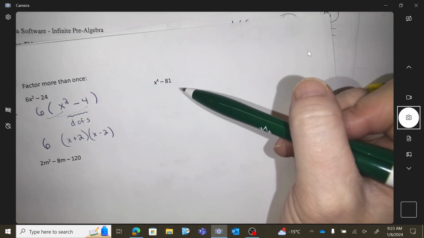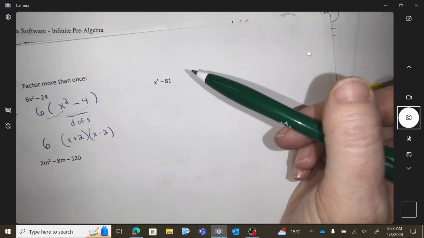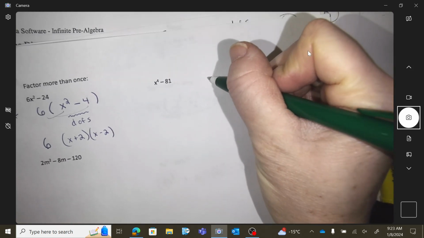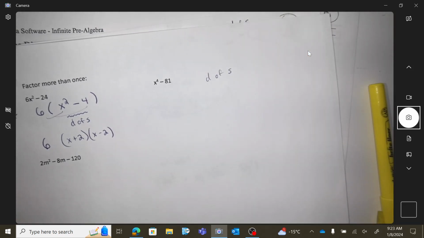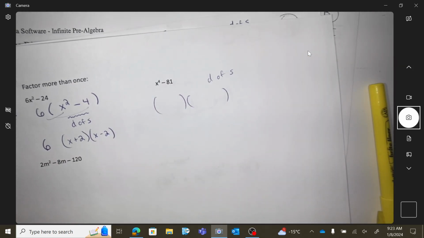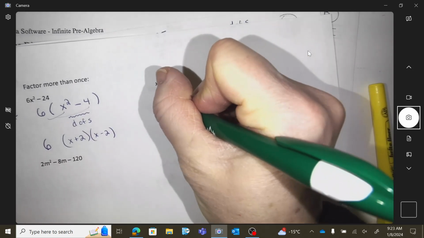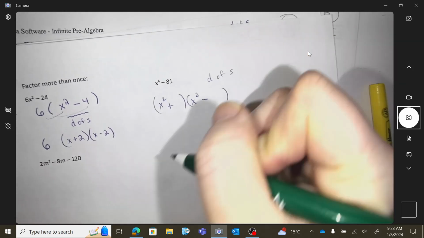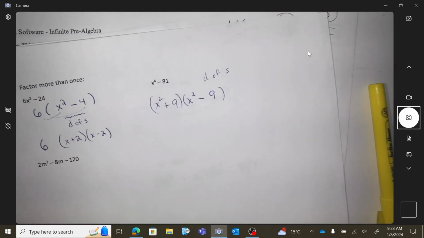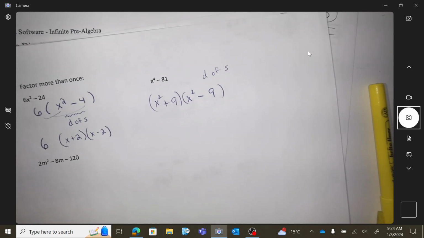Next one. Recognize, recognize, recognize. What is the style? I can see a difference of squares in that. Do you see it? So 2 brackets. X squareds are in the front. Plus, minus. And then it would be a 9. Then what? Factor more than once, so we can go again with something.